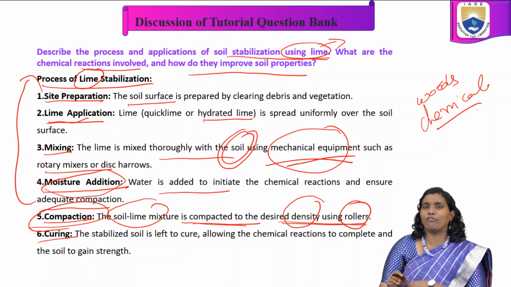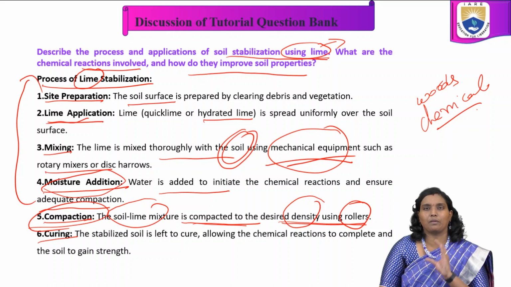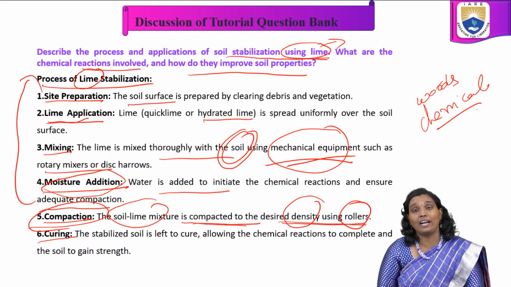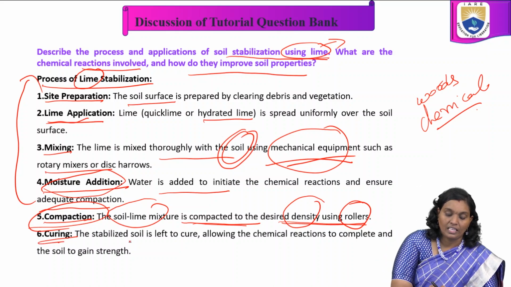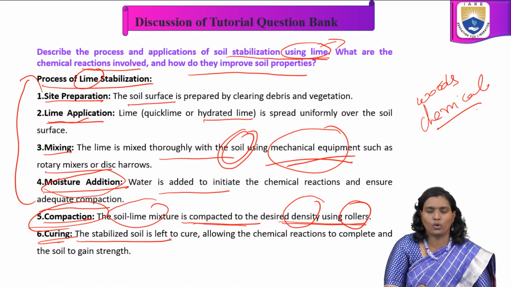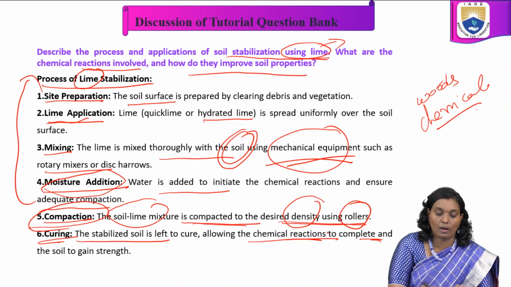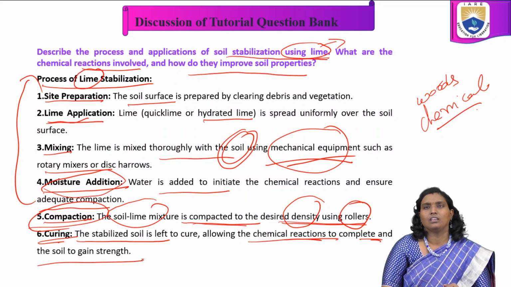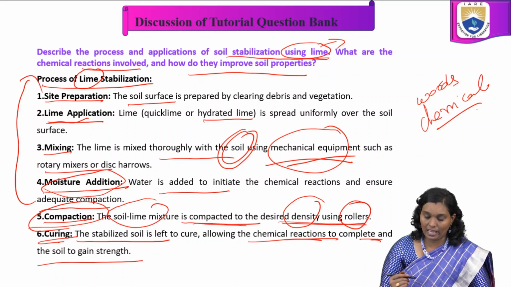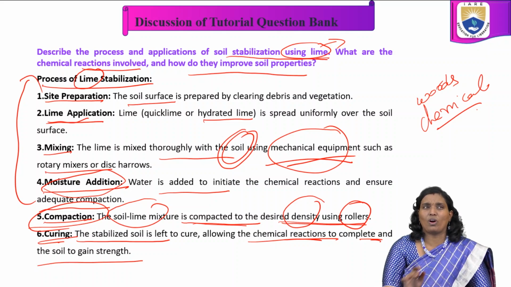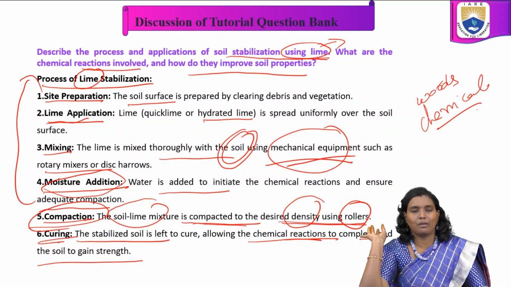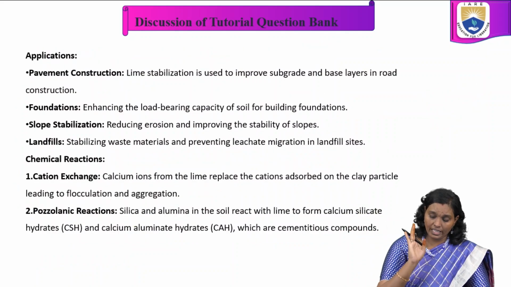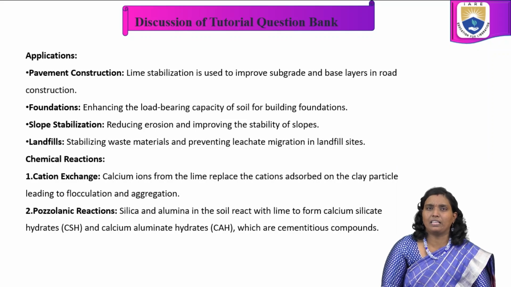Whatever it may be, it is the process we are following for that chemical as per the desired modification of the soil. And the next one is curing. The stabilized soil is left to cure, allowing the chemical reactions to complete and the soil to gain strength. Here they are asking about the chemical reactions. We may use whatever equations we get. We may use those overall chemical reactions if we want. So here is where we are applying these chemical reactions.